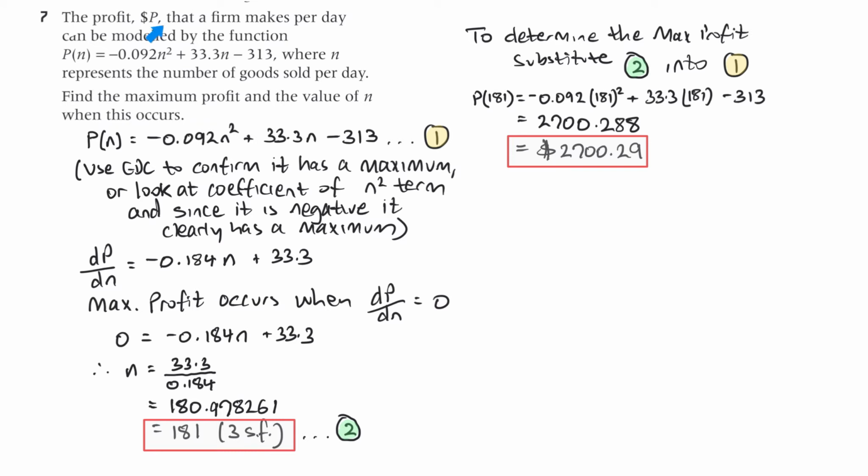Question 7, the profit P that a firm makes per day, P is in dollars, can be modelled by this function here, where N represents the number of goods sold per day. Find the maximum profit and the value of N when this occurs. Well, that's just repeated to that. We've called that equation 1.